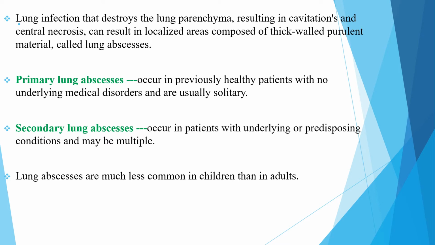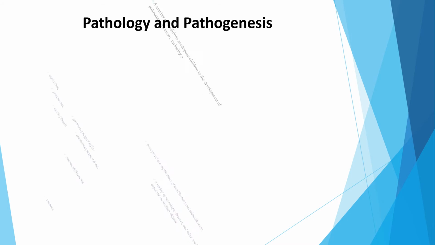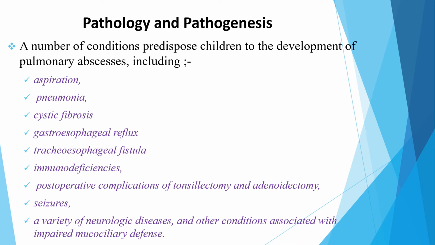Lung abscesses are much less common in children than in adults comparatively. When we see the pathology and the pathogenesis of lung abscess, a number of conditions predispose children to the development of pulmonary abscess. Those include aspiration, pneumonia, cystic fibrosis, gastroesophageal reflux, tracheoesophageal fistula, immunodeficiency, post-op complications like after tonsillectomy and adenoidectomy, seizures, a variety of neurologic disorders, and other conditions that are associated with impaired mucociliary defense.